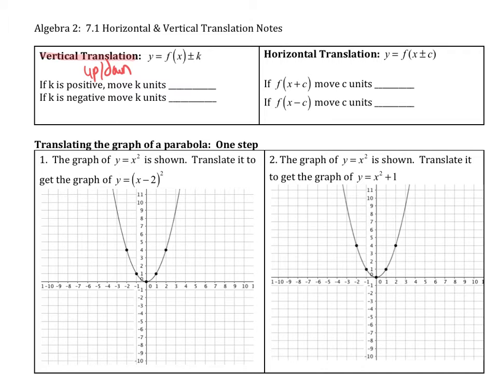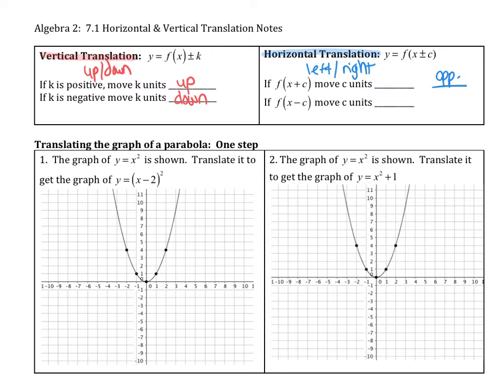So the vertical one here is up or down. And then remember, horizontal is left or right. Okay, so now that we know that, we can fill in the blanks here in the notes. If k is positive, as you have a plus k on the outside, then that is telling you to move k units up with your parabola. And if k is negative, then you're going to move k units down with your parabola. And again, in ALEKS, this will be pretty simple because you'll be able to click the parabola and move it.